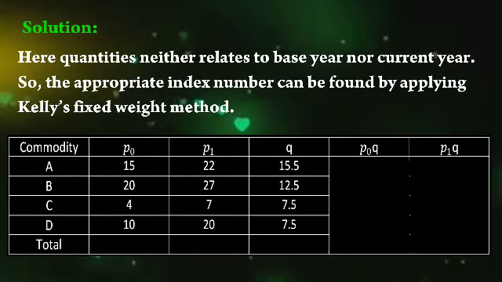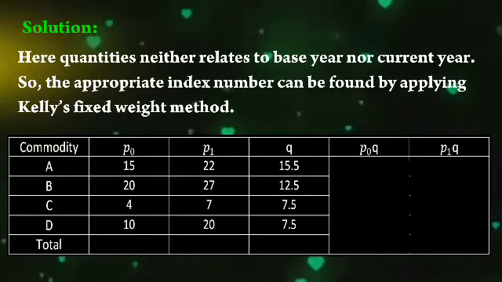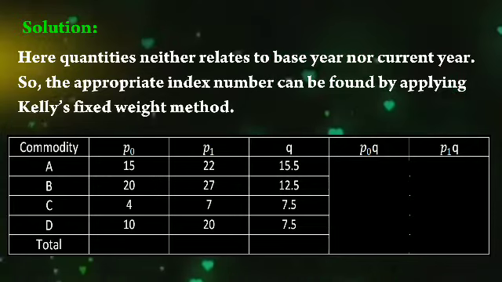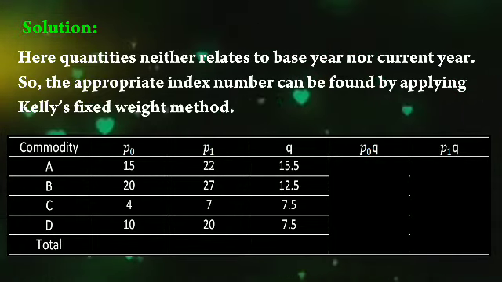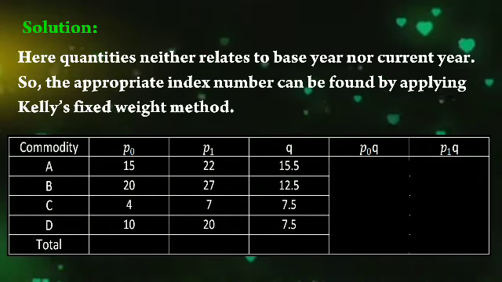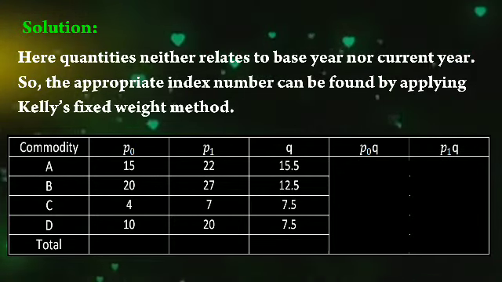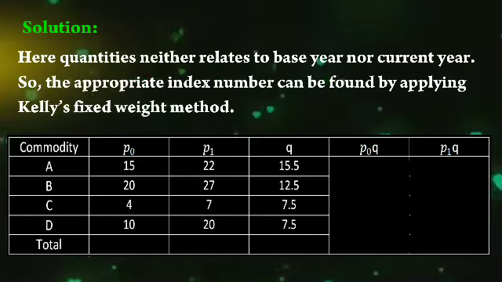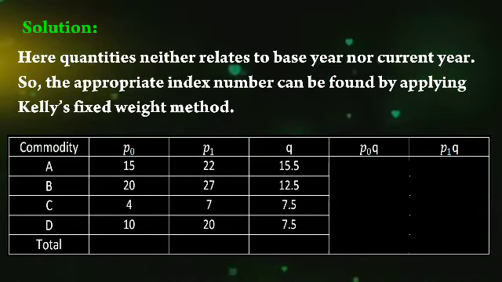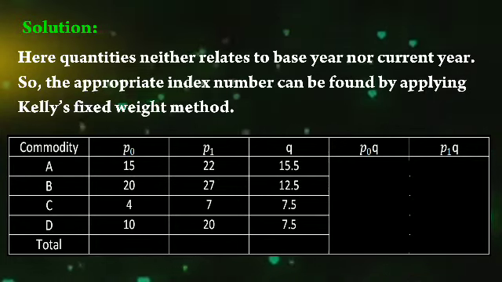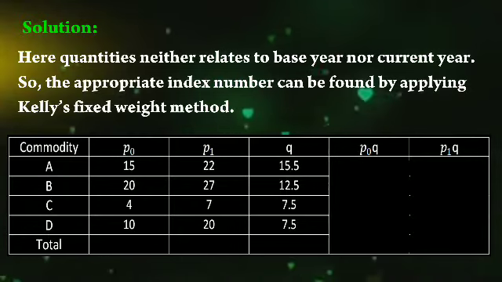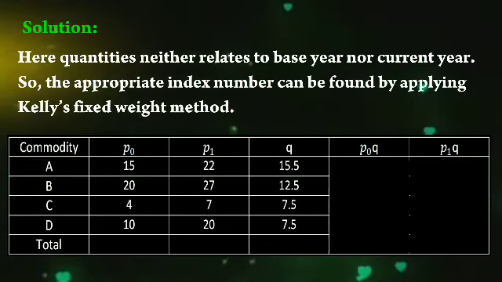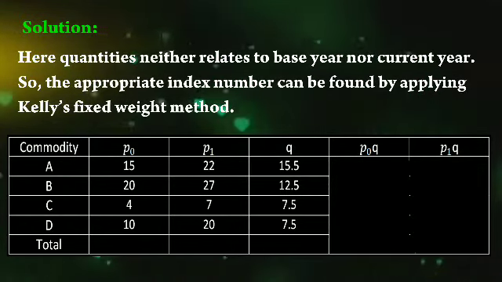Since your question is to compute the Kelly's price index number, Kelly's formula is sigma P1Q divided by sigma P0Q. So you should find the product of P0Q and P1Q. So for that, include two more columns and write the variable name as P0Q and P1Q. So P0Q is the product of base year price values along with the quantity values. P1Q is the product of current year price with the quantity values.